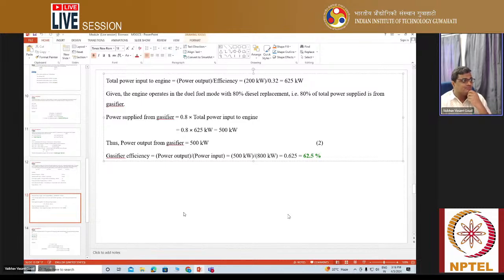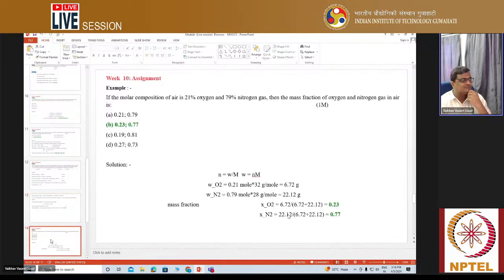There is one more simple example from assignment 10 only, which is related to just the conversion of molar composition to the weight fraction of the oxygen and nitrogen gas. And this is related to the process of combustion of the fuel, if you remember this part carefully. So here the answer is 0.23 and then 0.77. Now, how this answer reaches these particular values, we will discuss here.